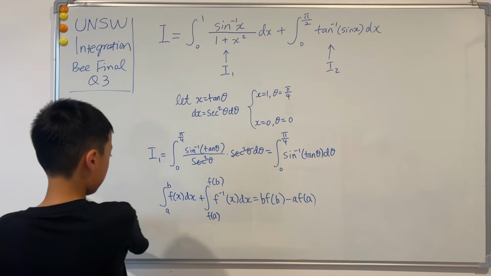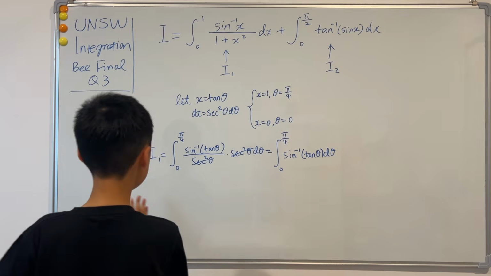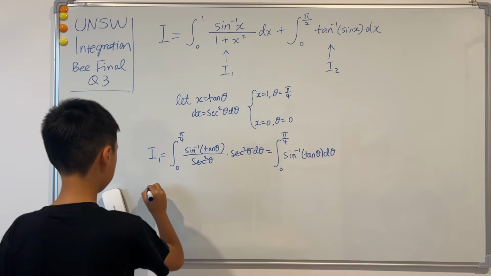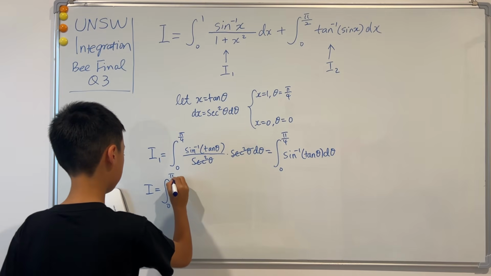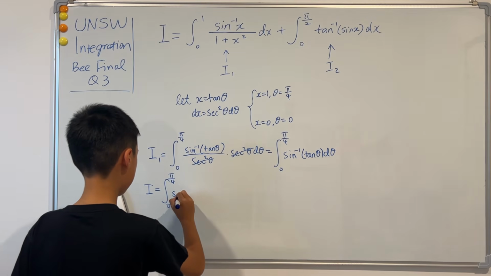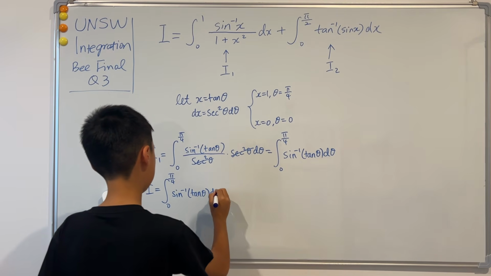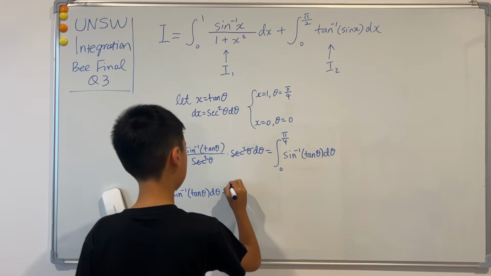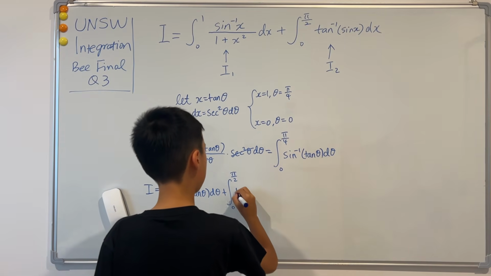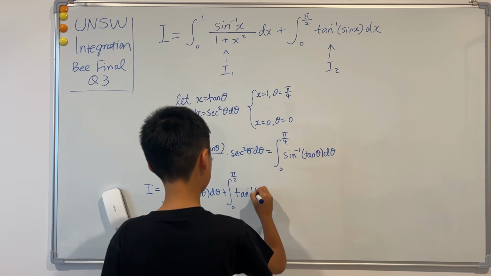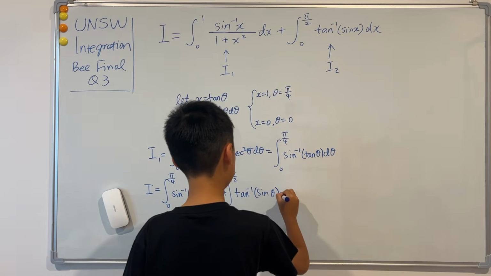So, if you keep this in your head, then we see that I'm going to rewrite I. So I is the integral from 0 to pi over 4 of sine inverse of tangent, and then plus tangent inverse of sine. And you can just change the dummy variable to theta.